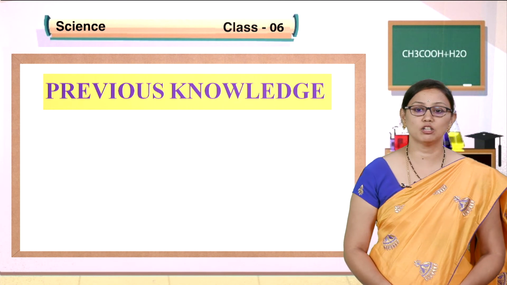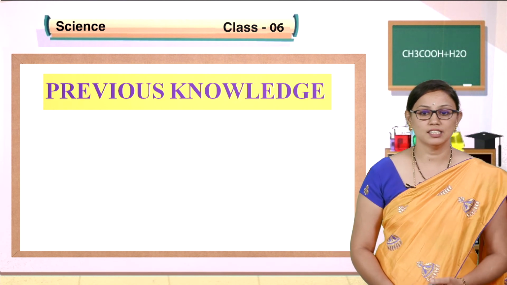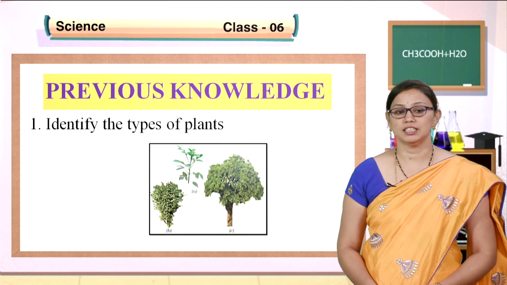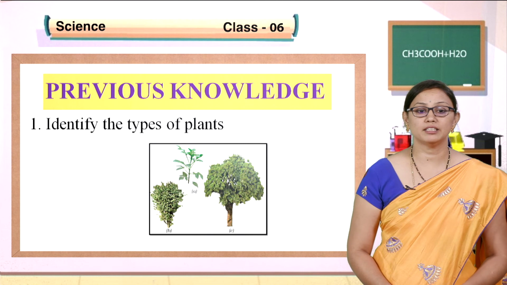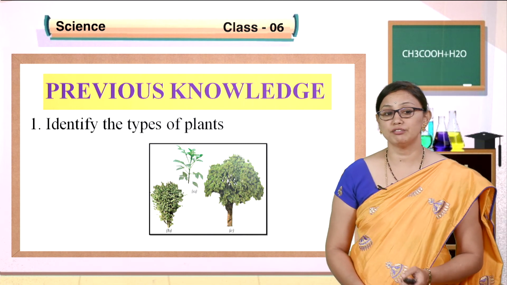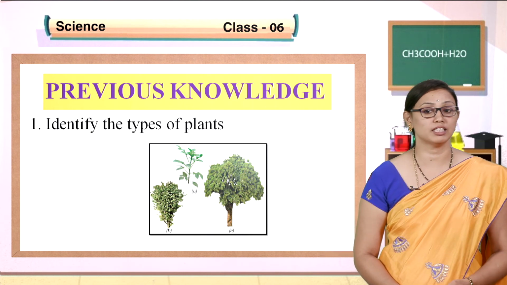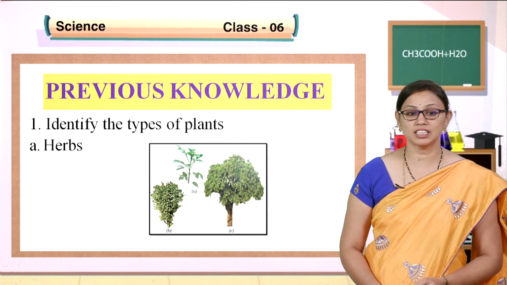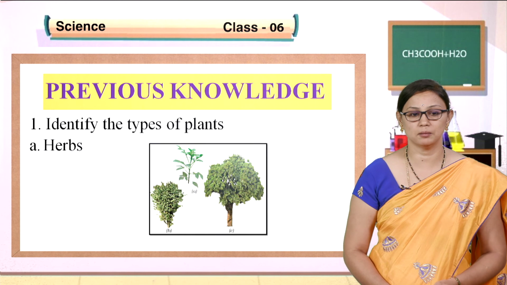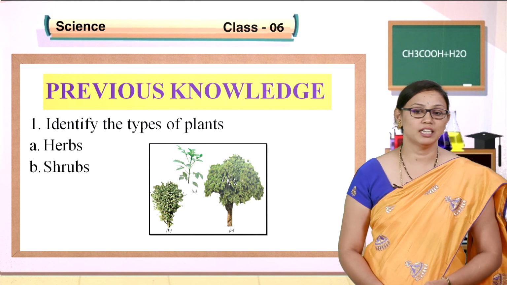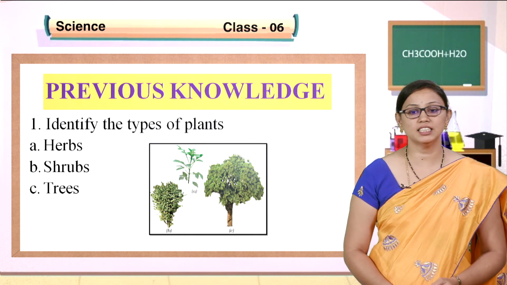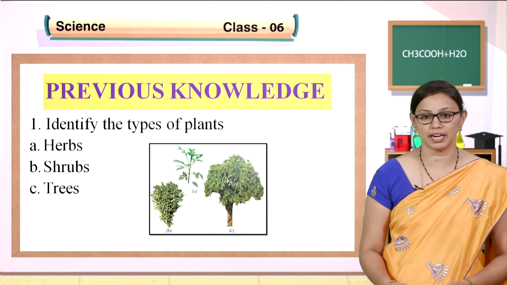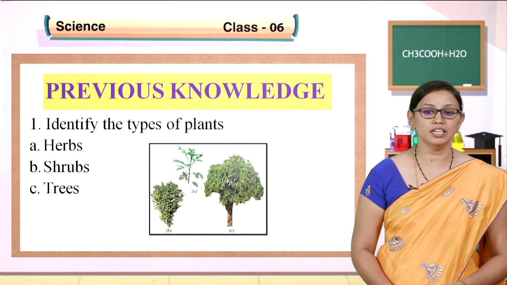Let us recall whatever you have learned in session 1. Identify the types of plants, children. Keenly observe and find out which different types of plants you are observing in this picture. Your guess is correct, children. The first, A, is a herb, the second, B, is a shrub, and the third picture is a tree. So, these are the different types of plants, classified based on their size.